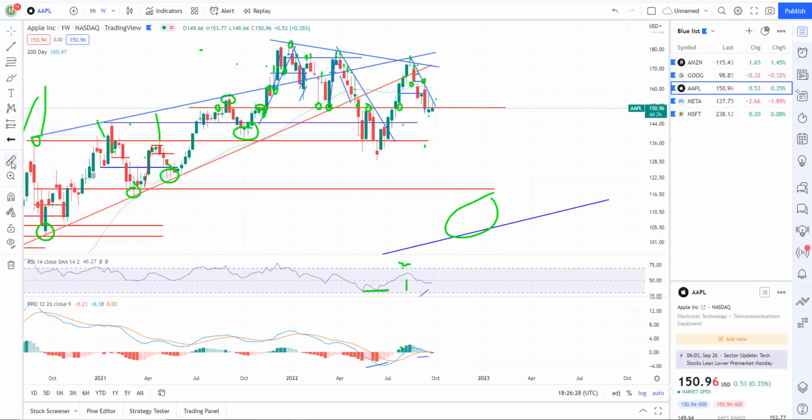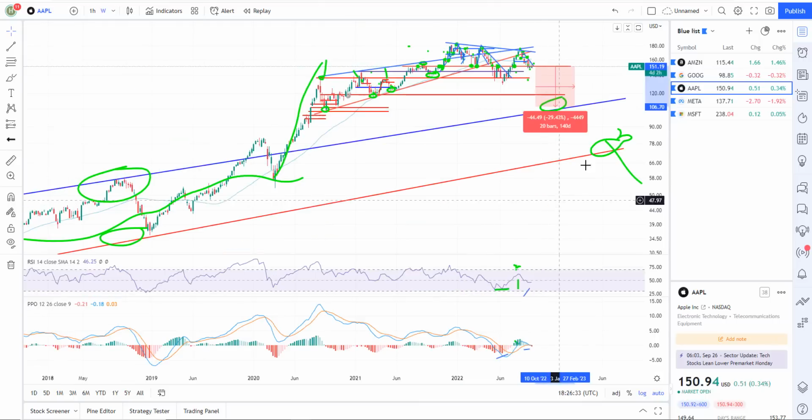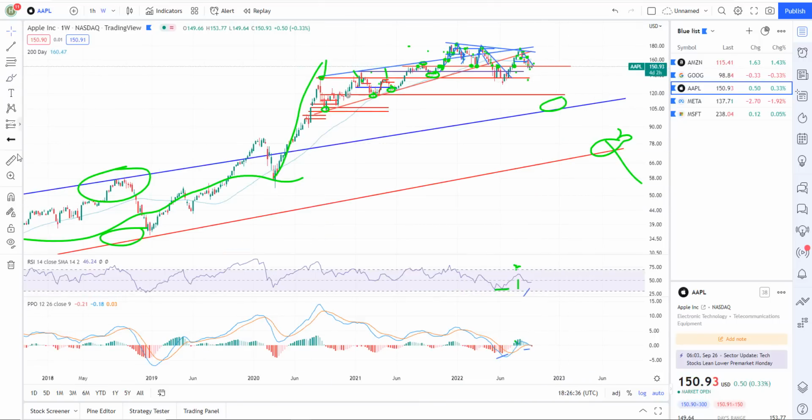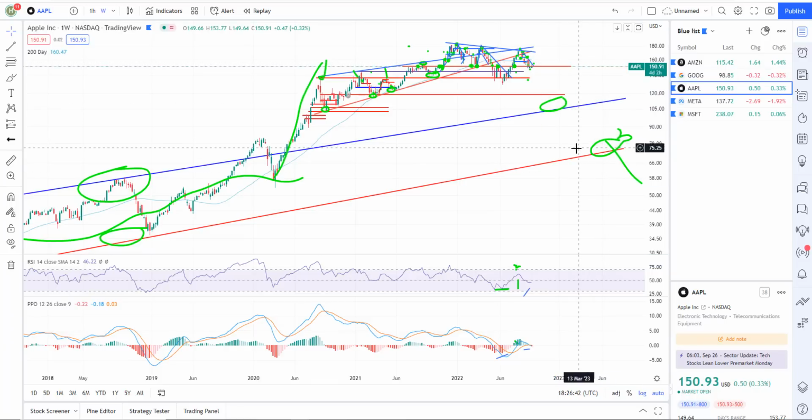And just to get down to the top of the channel from where we're at right now, Apple needs to fall 30%. All right, a 30% drop in Apple. And to the bottom of the channel, depending on, of course, when it gets there, that's about a 50% drop in Apple. So clear bear market in Apple if it does that. And that is kind of my longer term target for Apple.